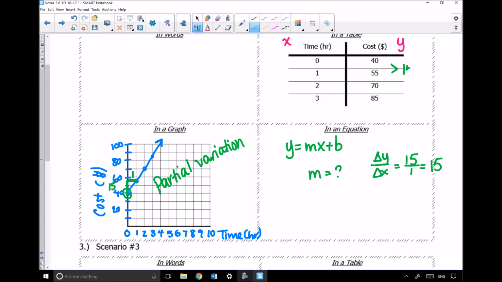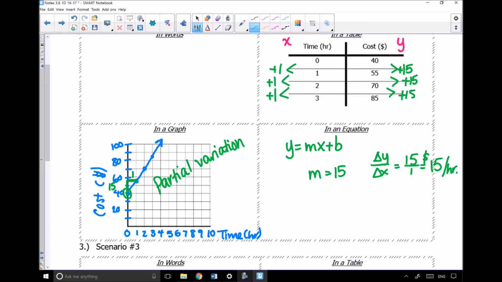So from 40 to 55, it went up by 15. From 0 to 1, it went up by 1, which is exactly what I want it to do. From 55 to 70 goes up by 15. From 1 to 2, it goes up by 1. From 70 to 85 goes up by 15. From 2 to 3, it goes up by 1. So it's 15 over 1, or just 15, okay? So I know that my m is no longer a mystery. It's my 15 right here. Now, as a rate of change, it's 15 what per what? It's $15 per hour. So that's important for me to know.